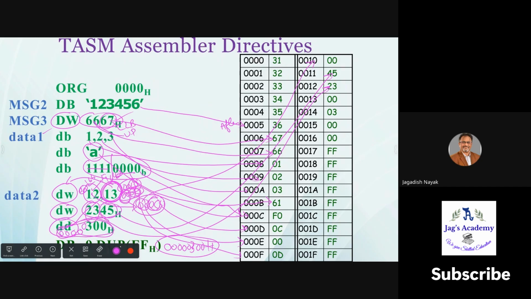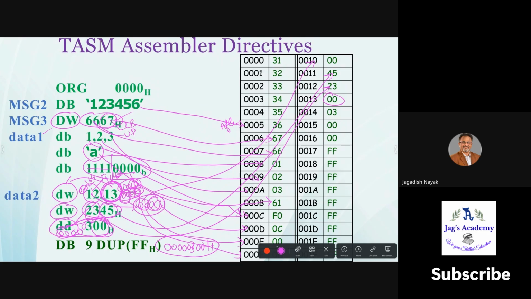So how is it stored? First the lowermost byte. After 23, the lowermost byte 00 is stored. Next byte is 03. Next 00. Next 00. This is the way it is stored.